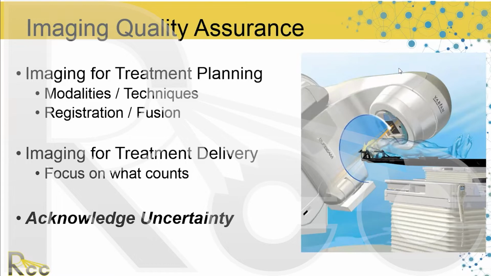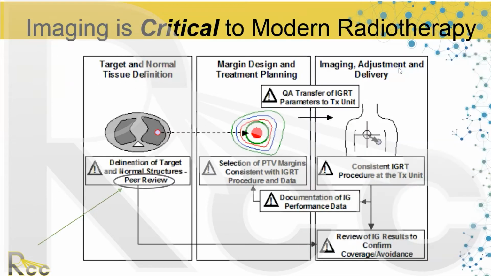So you can have the spine perfectly aligned, but the soft tissue may not be right where you want it. So you really got to focus on what counts. And then it's a refrain you may already be tired of, but it is acknowledging the uncertainty. This is one of the main things of physicists, is to understand the uncertainty in the process.